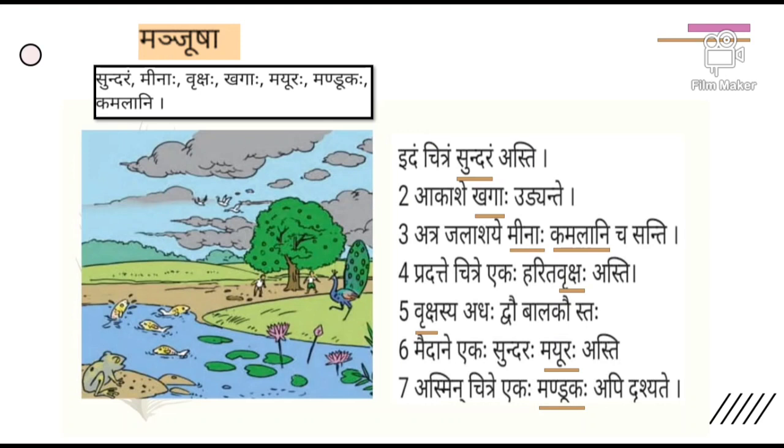Then maidane ekah sundarah mayurah asti. Mayurah is given there. And seventh one, asmin shabda. Asmin we have used here. Asmin chitre ekah mandukah api drishyate. Api also used here. Okay, all the things are cleared here.